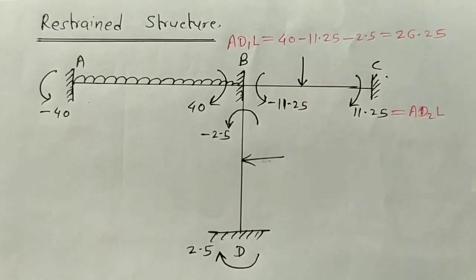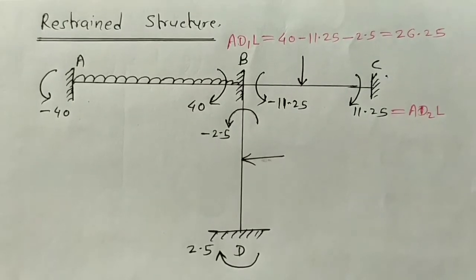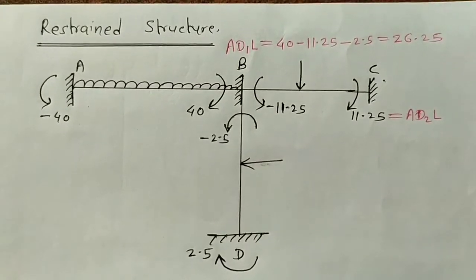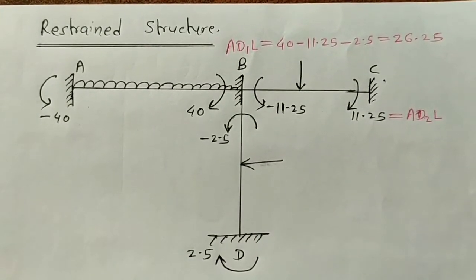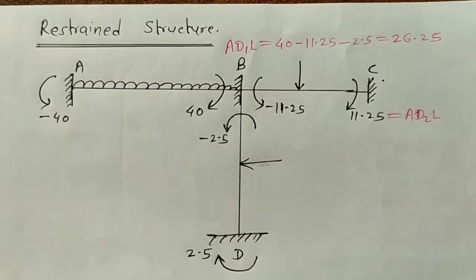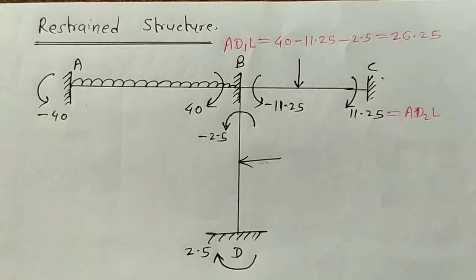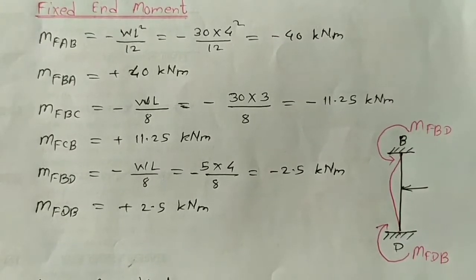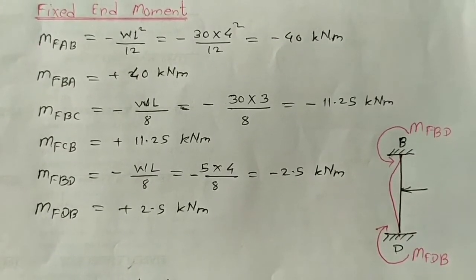Next step is to draw a restraint structure. Restraint structure means just make all the joints fixed joints. Apply loading on the portal frame and we'll find the fixed end moments. Likewise, we have found the fixed end moments.